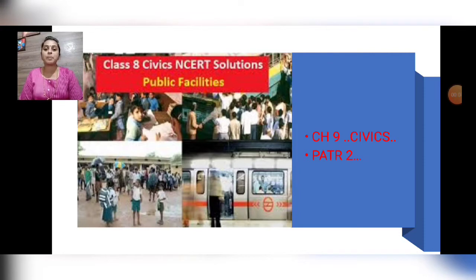Today we will see chapter number 9 from Civics, that is Public Facilities part 2. In part 1 we studied what is meant by public facilities. The facilities meant for the public are called public facilities. They are specially designed for the general public. It may be public transportation, the public healthcare system, the public education system, providing a safe drinking water system, everything. It is the responsibility of the government.